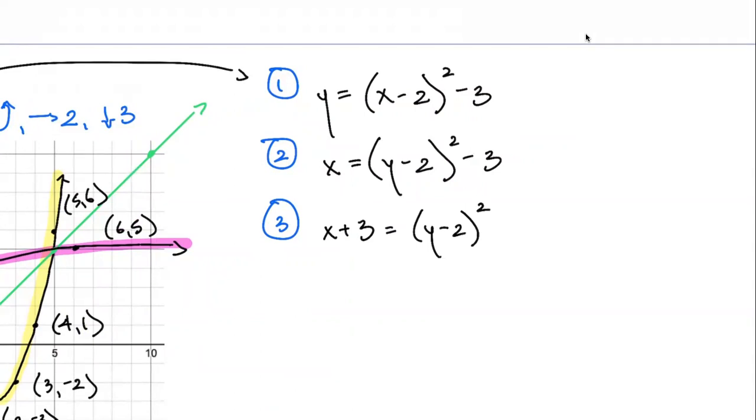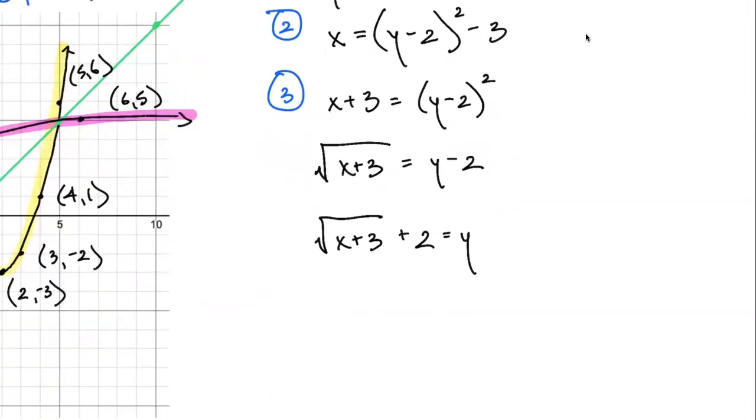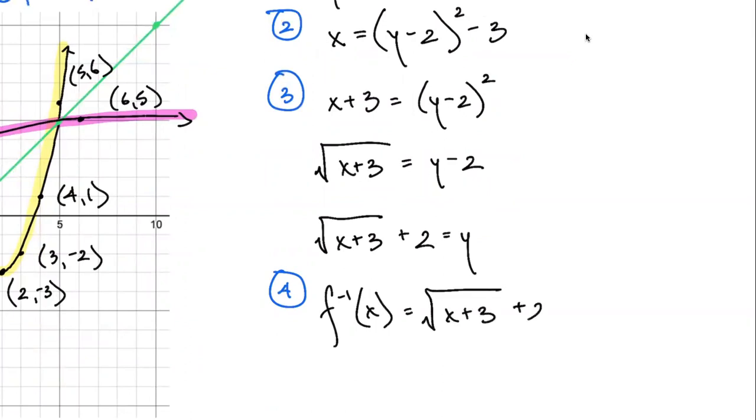All right, what do we get rid of next? We've got to get rid of that square. So we'll get the square root of x plus 3 equals y minus 2. And our last step, we're going to add 2 to both sides. We'll get the square root of x plus 3, plus 2 is on the outside of the square root, equals y. Right? We've got one last step, which is we're going to put it in the proper notation. So the inverse function is going to be the square root of x plus 3, plus 2.